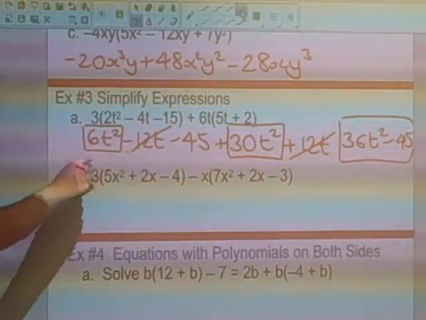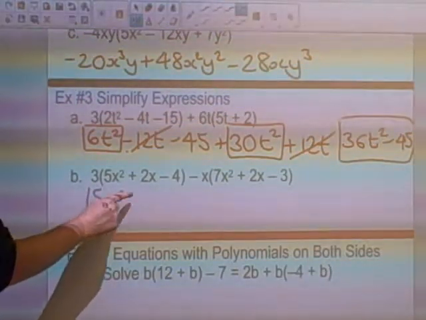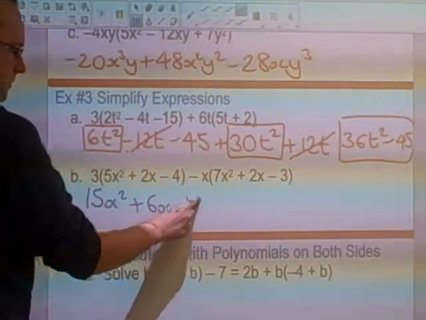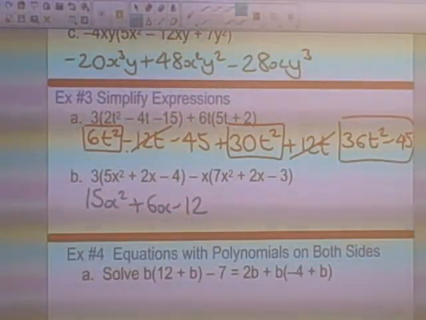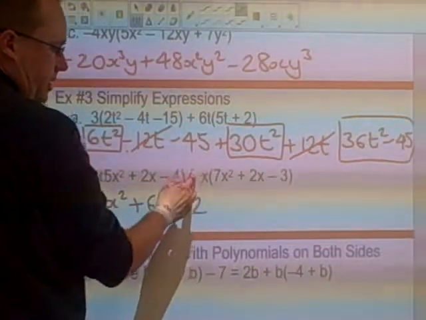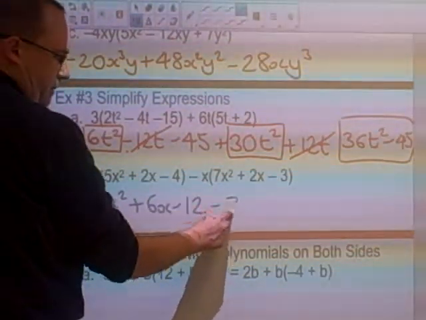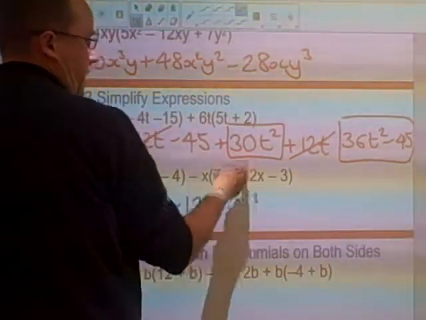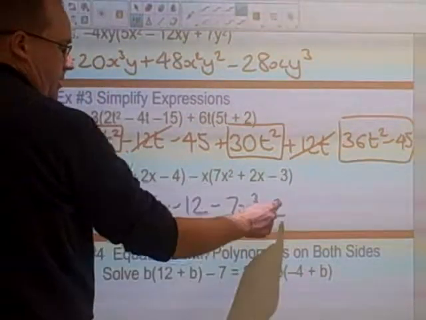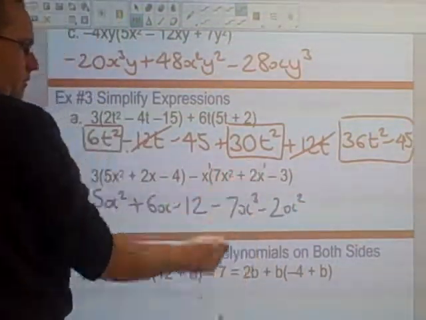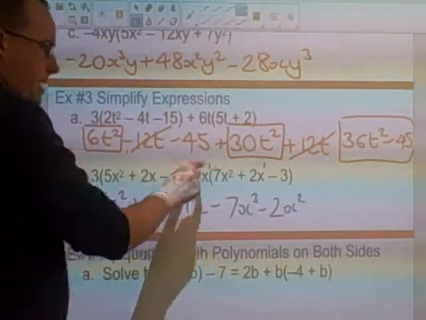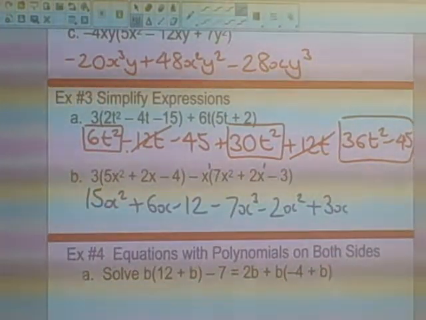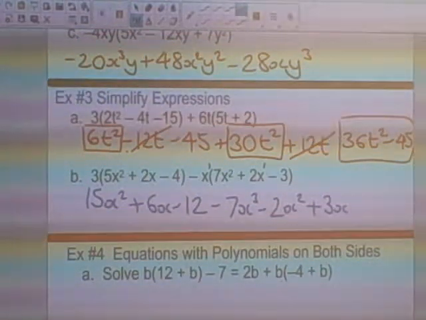Moving on to this one here, 3 times 5 is 15, x squared. 3 times 2x, 3 times 2 is 6, with an x. 3 times negative 4, negative 12. And this one we do have to be careful with, because this one's actually not x, this is negative x. So negative 7, x times x squared is x cubed. Negative x times positive 2x, a negative times a positive is going to be a negative again. X times x squared, because remember these are both 1 and 1, and add the exponents together. And then negative x times negative 3, 2 negatives make a positive. Numbers first, letter second.